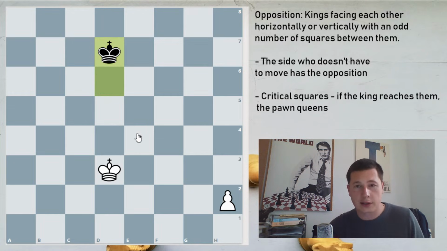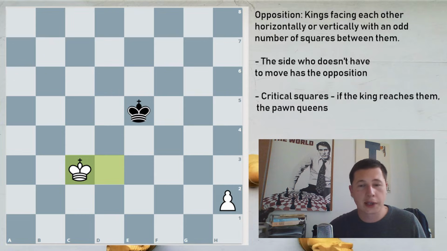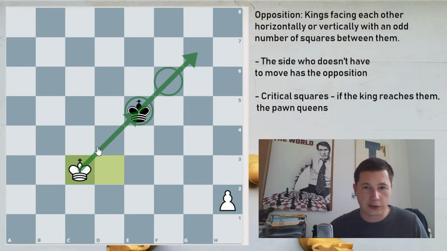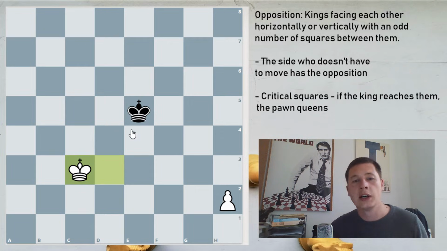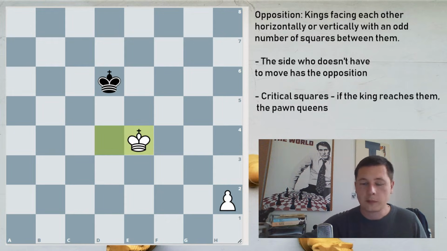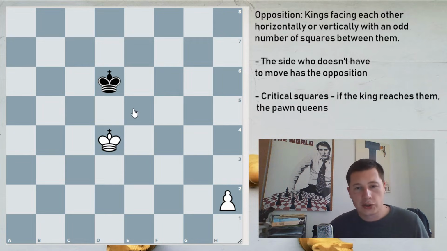This is called distant opposition, and it can also be a diagonal opposition when the kings are 1 square apart on the diagonal. It can also be 3 squares apart on the diagonal, which is a long distant opposition. So all of these are types of opposition. So what does that mean? The opposition means that you are not to move.